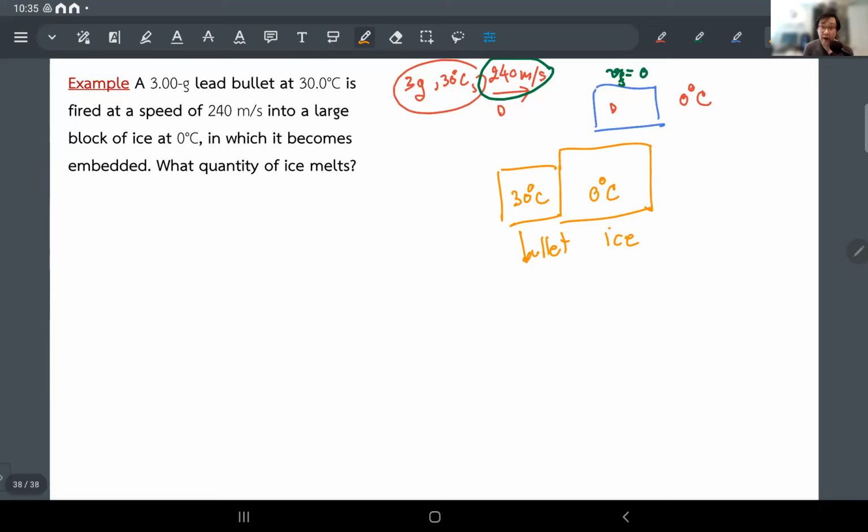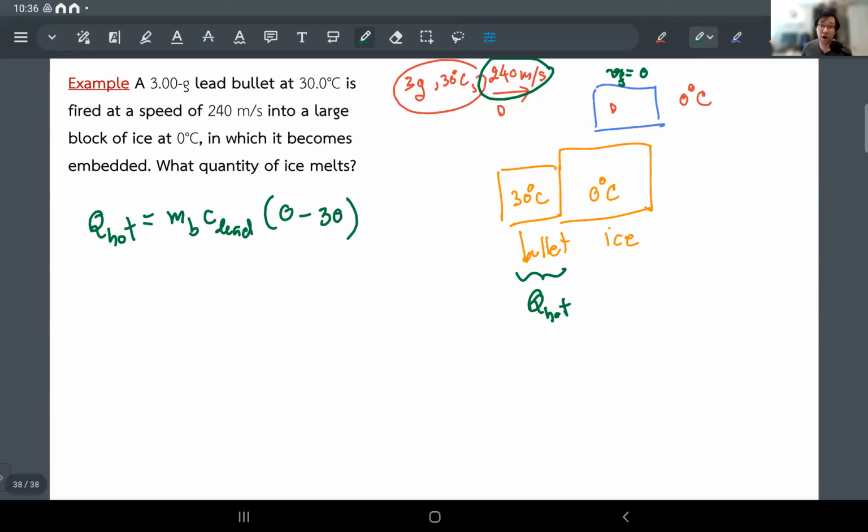So let's look at the hot part of the system. The hot part of the system is the bullet over here. That's Q hot. Okay, you guys with me? First, the Q hot is from m c delta T. The bullet cools down from 30 to 0. So it's the mass of the bullet, let me put subscript B for that, c of the bullet, that's the lead, so let me put c of the lead there, and the change in temperature, it goes from 30 to 0. So final temperature minus initial. You guys with me? It's automatically negative. Everyone knows this because heat's leaving the bullet.